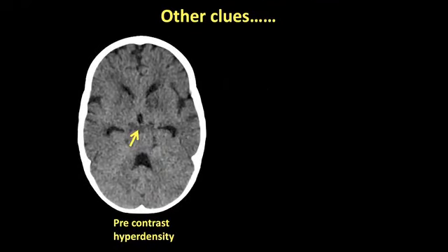Other clues, and this is for other infections, is to always look at the density of the CSF in the ventricles, and then look at the density of the CSF in the extraaxial spaces and in the basal cisterns. In this patient, we can see that it's slightly hyperdense compared to that CSF within the ventricles.